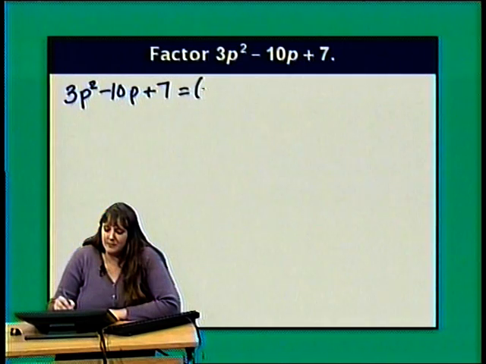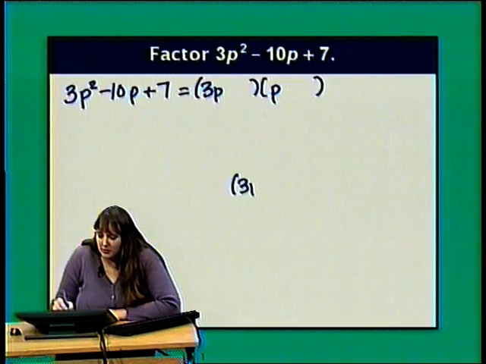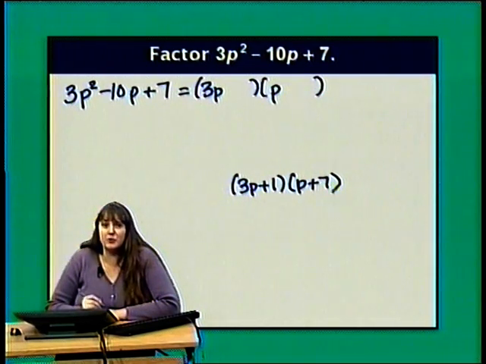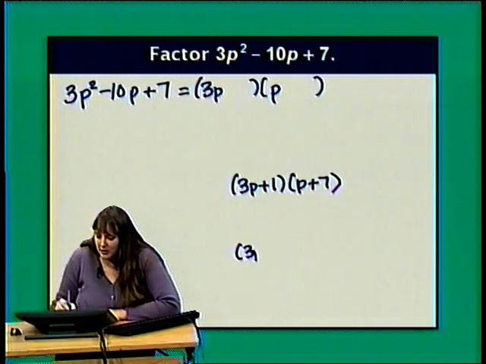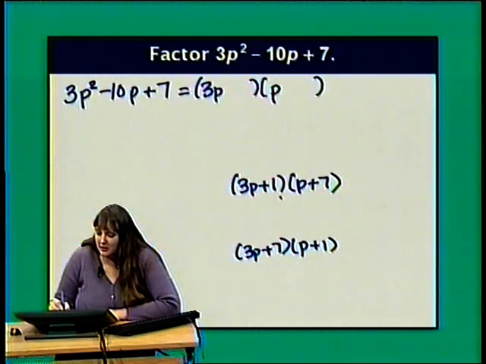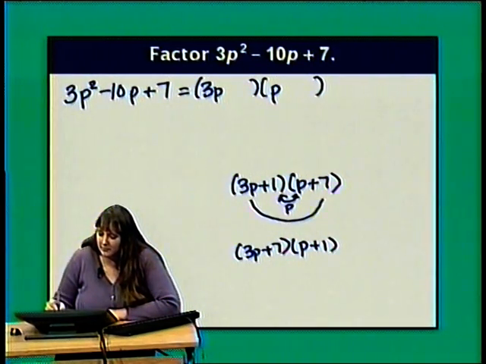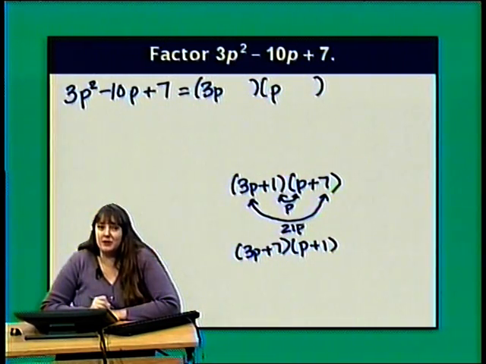So what are my choices? Well, I know for the first terms in my binomials, I'm going to use 3p and p. 7, well, I just have 1 times 7. So I'm going to try 3p plus 1 times p plus 7, and let's switch the 1 and 7 around. So I'm also going to try 3p plus 7 times p plus 1. In my first guess here, 1 times p gives me p, and 3p times 7 gives me 21p. P plus 21p is 22p.